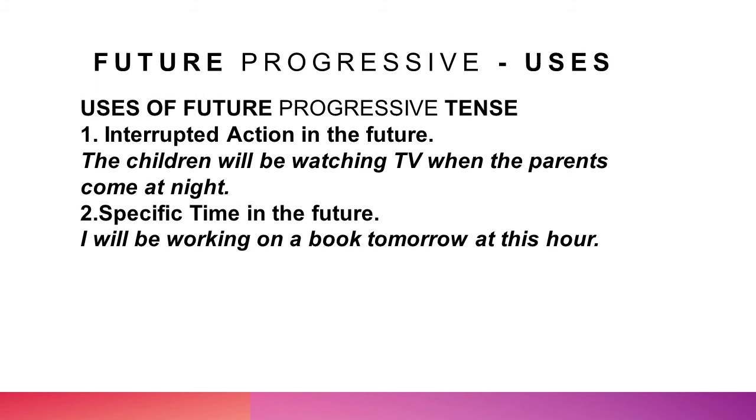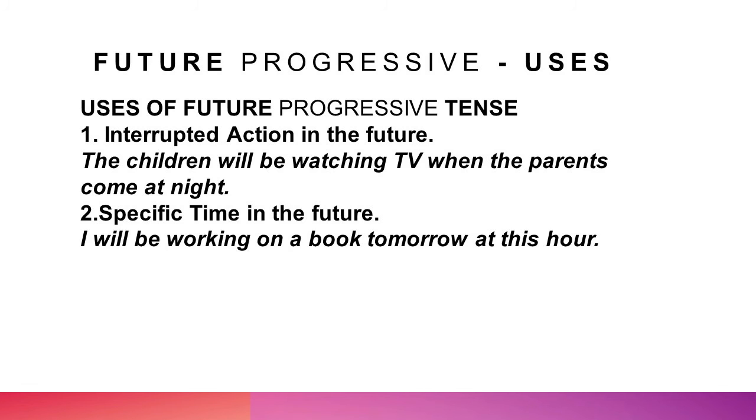Moving on, the use cases of future progressive tenses are two. One, to specify an interrupted action in the future. The children will be watching TV when the parents come at night. So two actions where one action is happening in the future at a specific point when another action happens, when that action is interrupted by another action.